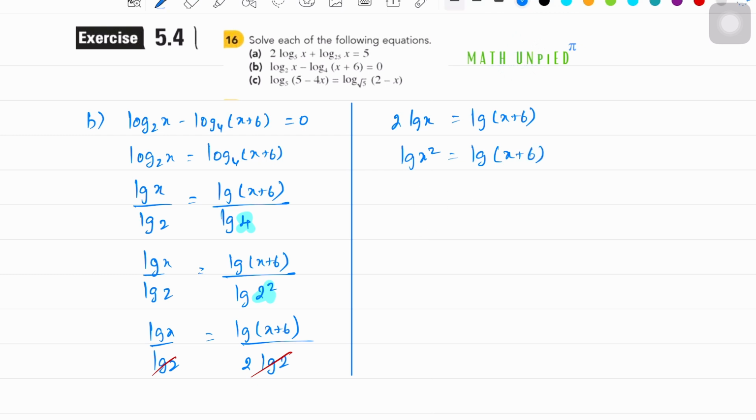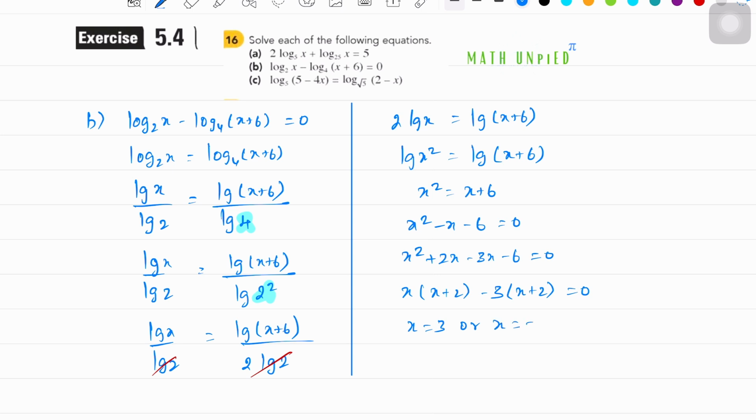So after removing the log, this will be x squared equals x plus 6, or x squared minus x minus 6 equals 0. So we can split the middle term and factorize this. So this will be x squared plus 2x minus 3x minus 6 equals 0. So if you multiply 2 with negative 3, you will get negative 6, and negative 3 plus 2 will give negative x. So this is x into x plus 2 minus 3 into x plus 2 equals 0. So x equals 3 or x equals negative 2.